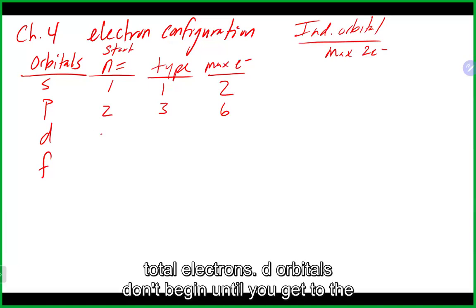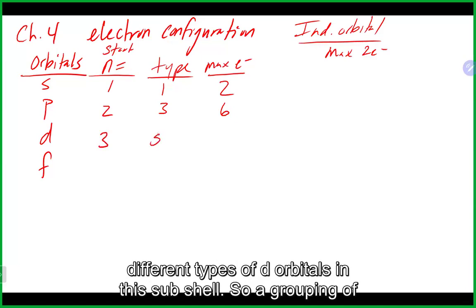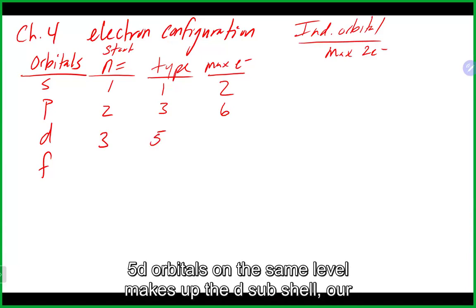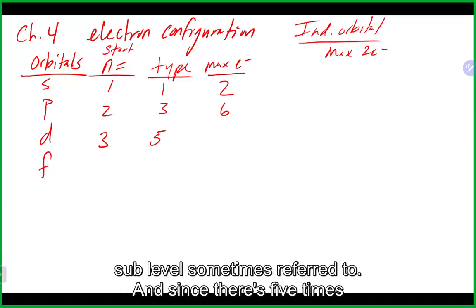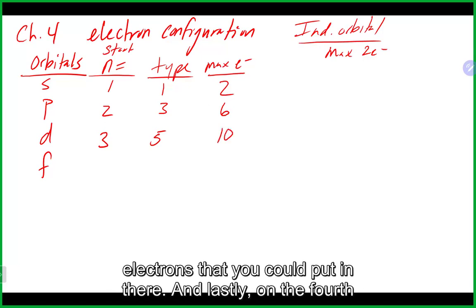D orbitals don't begin until you get to the third energy level. And there's actually 5 different types of d orbitals in this subshell. So a grouping of 5 d orbitals on the same level makes up the d subshell, or sublevel, sometimes referred to. And since there's 5 times 2, that means if you maxed out that subshell, you would have 10 electrons that you could put in there.